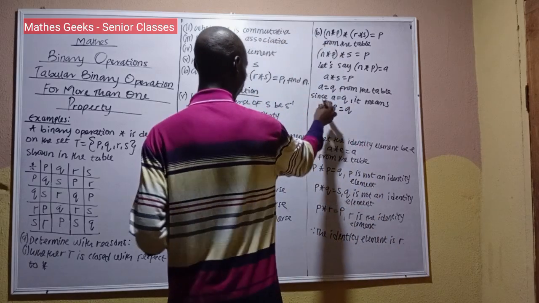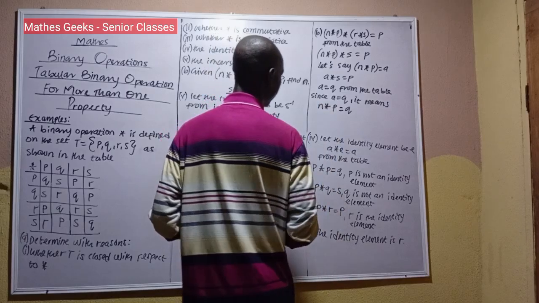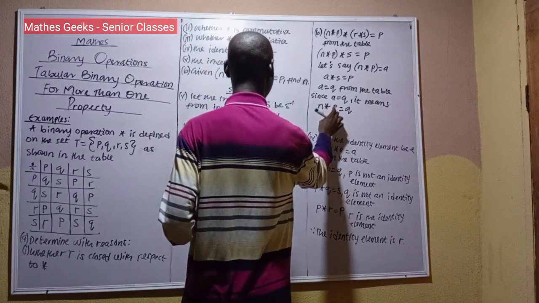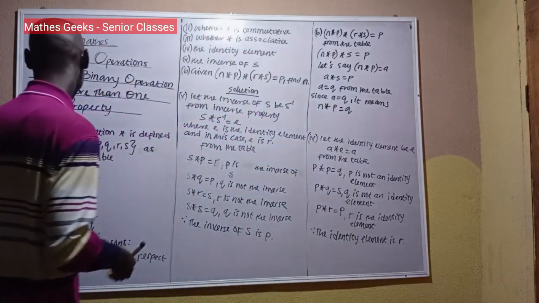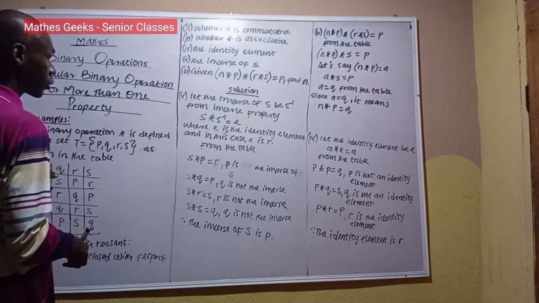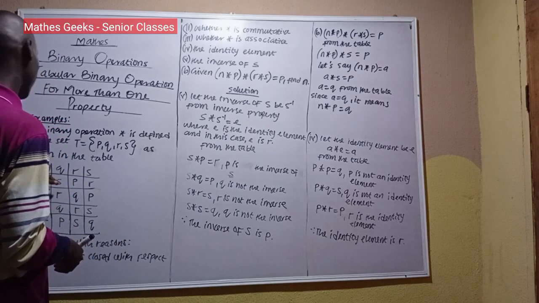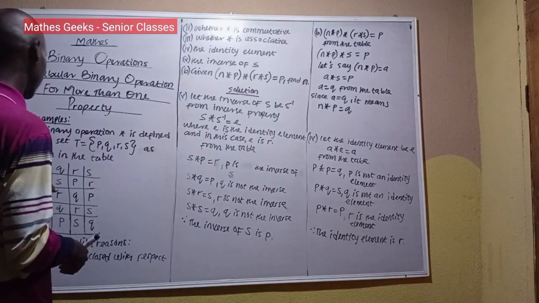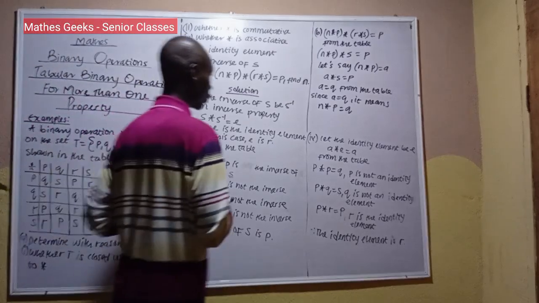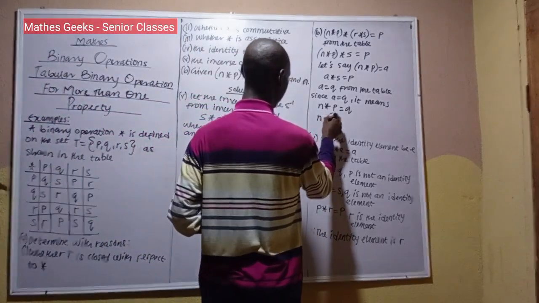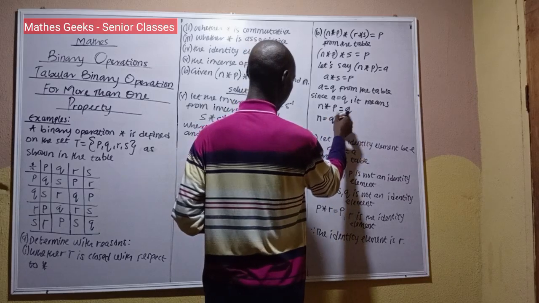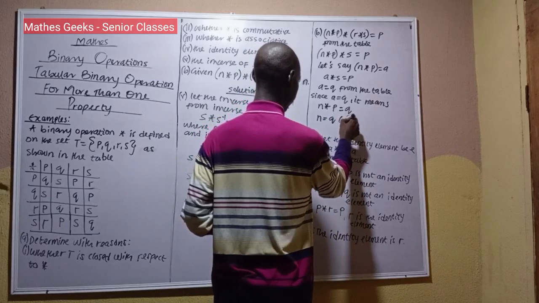So now what we think N would be? We'll come back to this P row. See here, what combines to P to give us Q? We check here, P star P to give us Q. So N must be Q. N is equal to Q from the table.